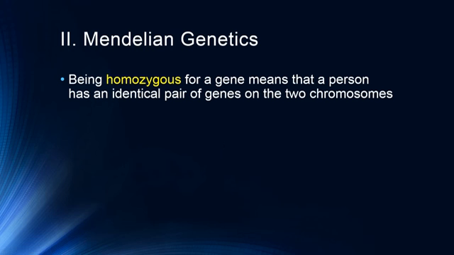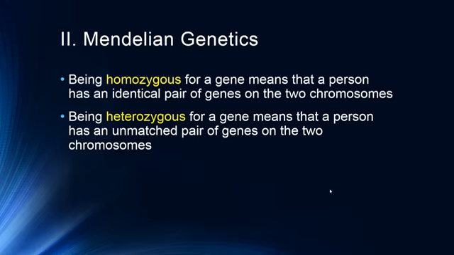So an individual who is homozygous for a gene means that a person has an identical pair of genes on the two chromosomes. Being heterozygous for a gene means that a person has an unmatched pair of genes on the two chromosomes. So when we get into this dominant and recessive part, that's what we're talking about. So this is getting back to those peas or eye color. This is where we're talking about homozygous and heterozygous zygosity for specific genes.